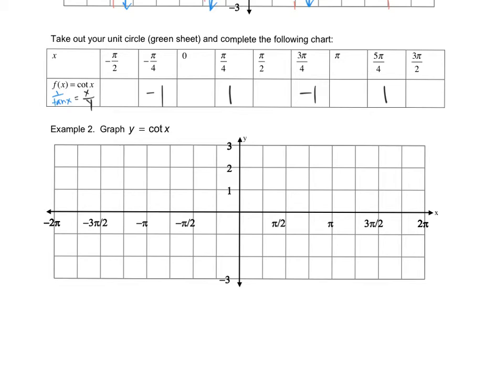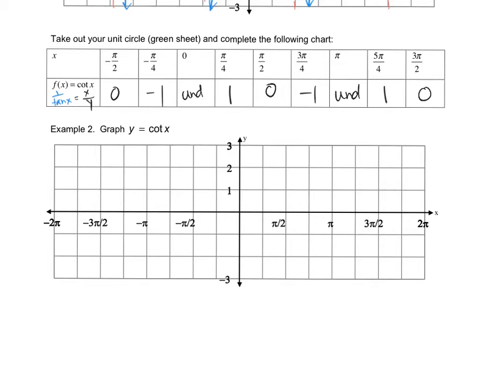But what has changed is that now my zeros and my undefined points are going to switch. So at 0, my y value is now 0, and so this is undefined. And then again at pi, I have an undefined point. And then my zeros happen at pi over 2, 3 pi over 2, and then all their coterminal angles.